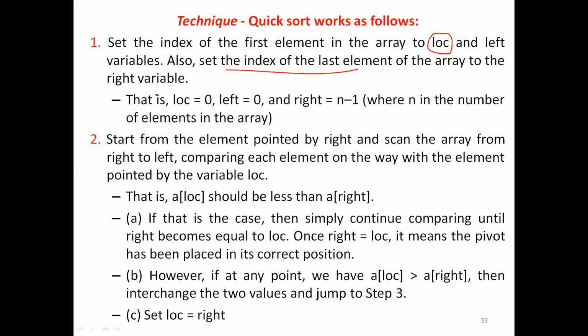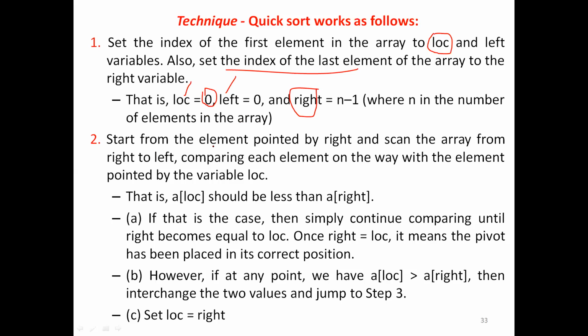I will show you diagrammatically. LOC is nothing but the 0th index, and the left variable is also the 0th index. And the last index is the right variable, that is n minus 1, where n is the number of elements in the array.